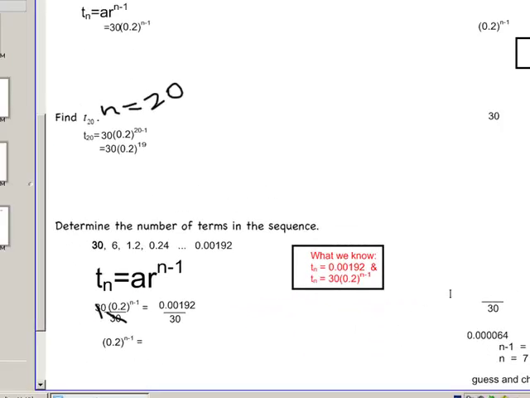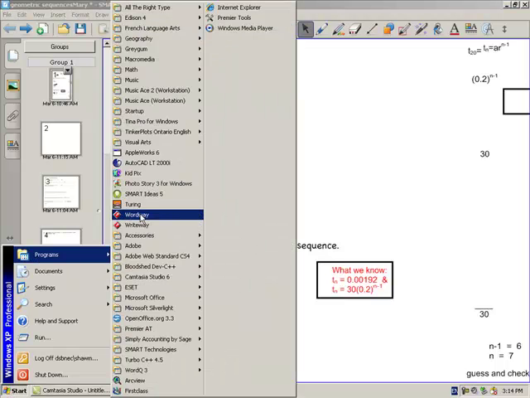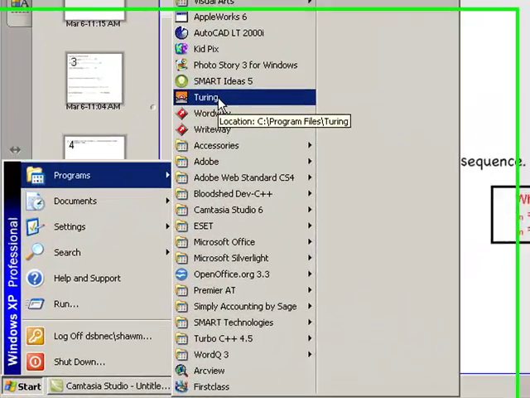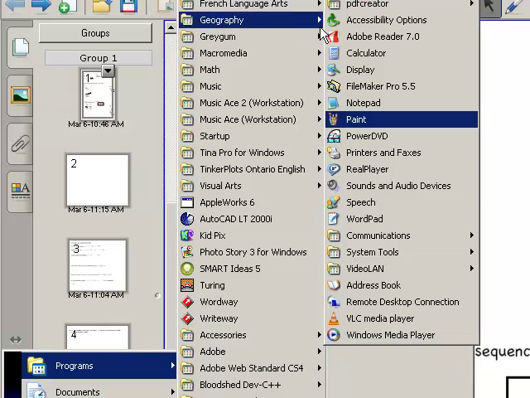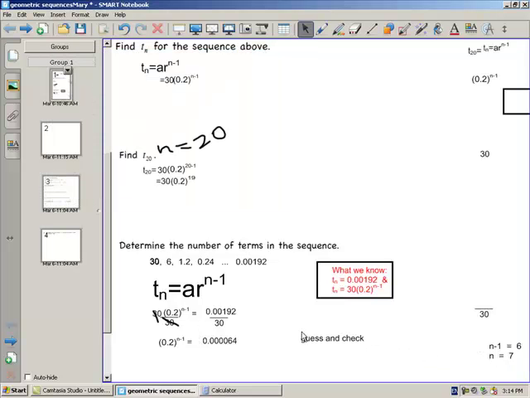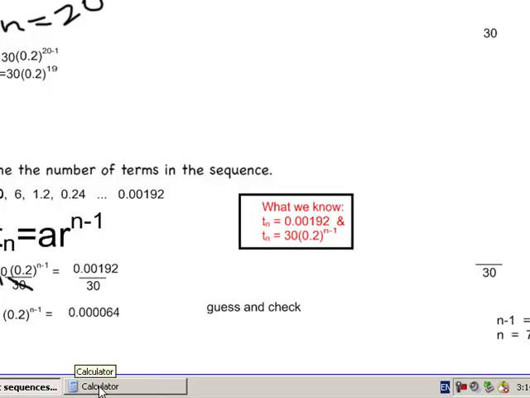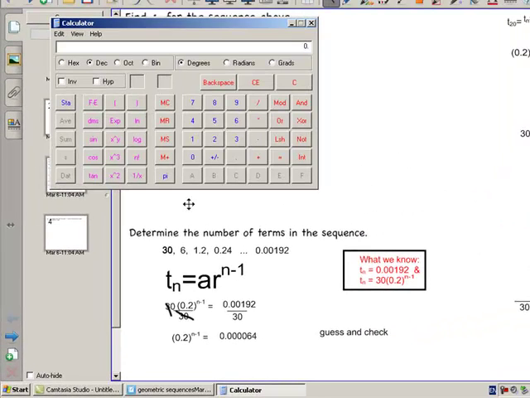So when I divide these two, my answer is 0.000064. And this is where you need to have your scientific calculator at the ready, because we are actually going to now try to solve this equation, and a calculator will prove invaluable for that. We solve with the system of guess and check. So right now we have to guess and check. 0.2 to an exponent equals 0.000064, and we have to guess the exponent.